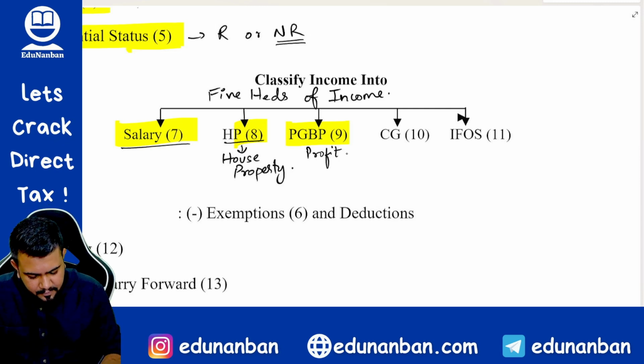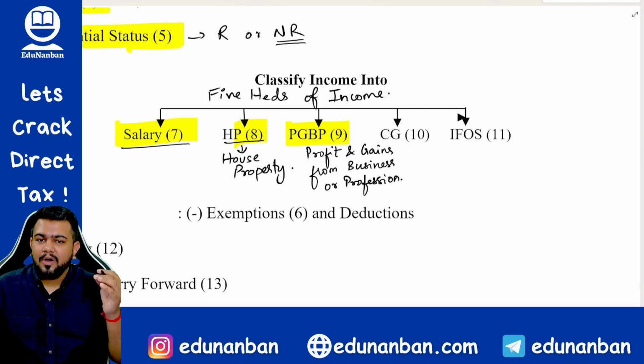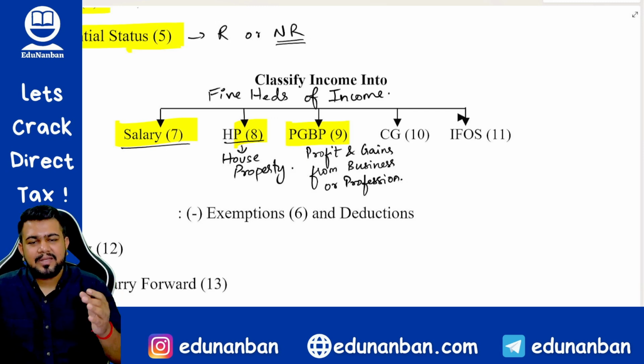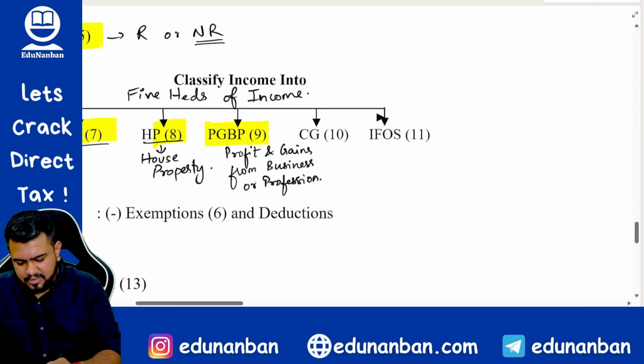Okay. So profit and gains from business or profession. So basically the income coming from business or income coming from profession is covered in the PGBP head of income, profit and gains from business or profession.